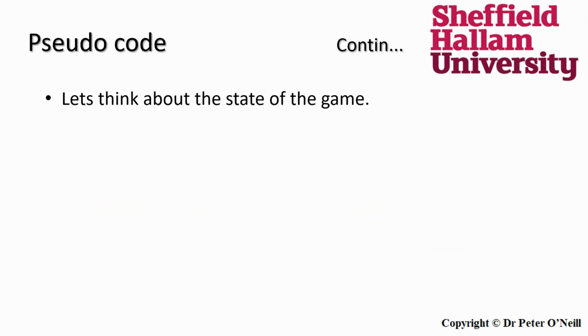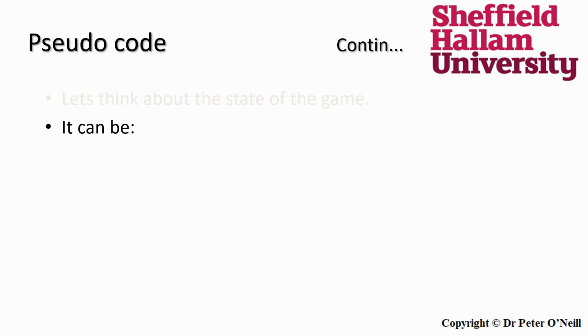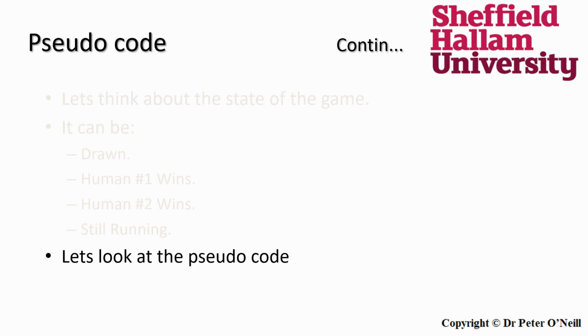Okay, so let's think about the status of the game. It can be a draw, human 1 wins, human 2 wins. It's still running, and they are our basic states of the game. Now, let's look at the pseudocode.